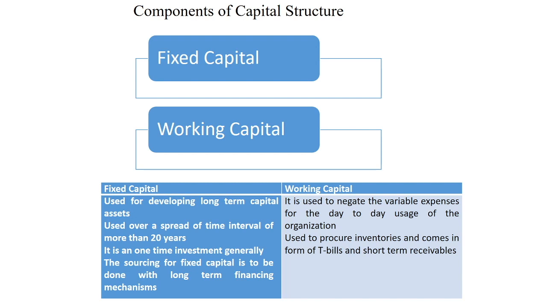So here's the difference. Fixed capital is used for developing long-term capital assets used over a spread of time interval of more than 20 years. It is generally a one-time investment. The source for fixed capital is to be done with long-term financing mechanisms. Working capital is used to negate the variable expenses for the day-to-day usage of the organization, as I said earlier, used to procure inventories and comes in the form of T-bills. T-bills means treasury bills and short-term receivables.